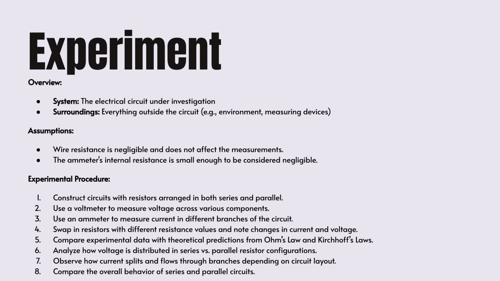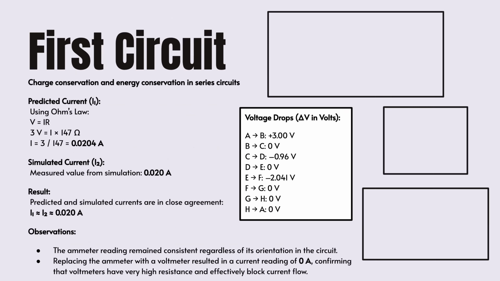So we created circuits and used voltmeters and ammeters, and then we swapped in resistors with different resistance values and compared experimental data with theoretical predictions using the laws we discussed in class. And we analyzed how voltage is distributed in the series versus parallel resistor configurations, and looked at how current splits and flows through branches depending on circuit layout, and compared the overall behavior of the series and parallel circuits.